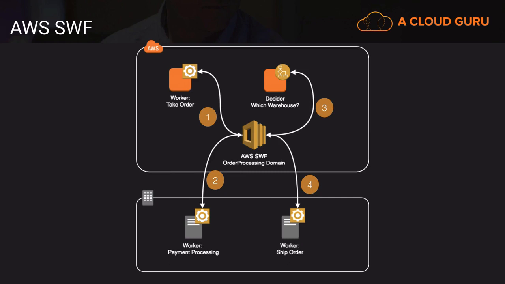Now I say trigger, it's not really the case. These workers have to poll the Simple Workflow Service. They use a process called long polling. And so these programs that you write using the API will continually check to see if there's any activity that they need to do.